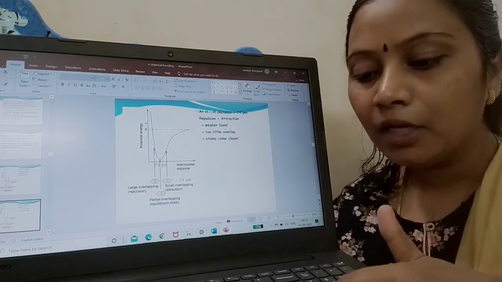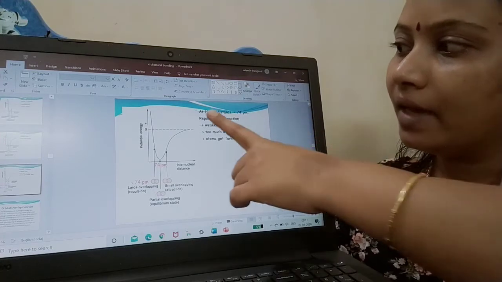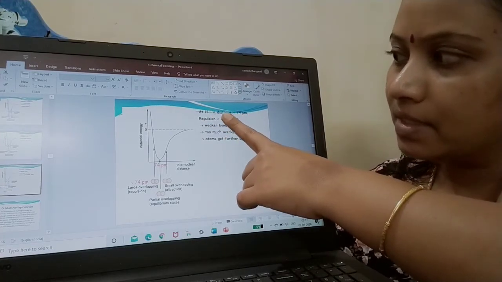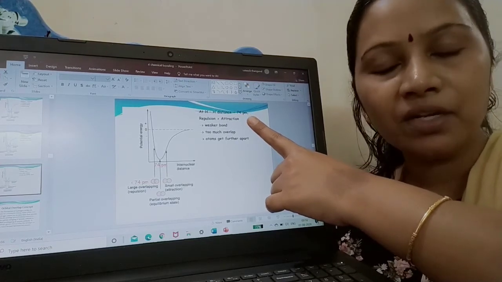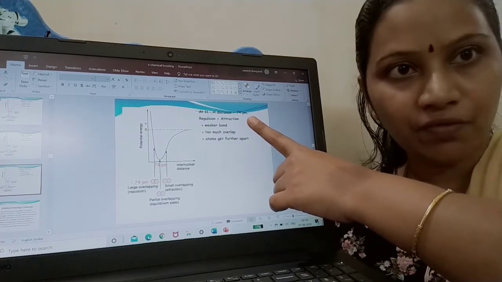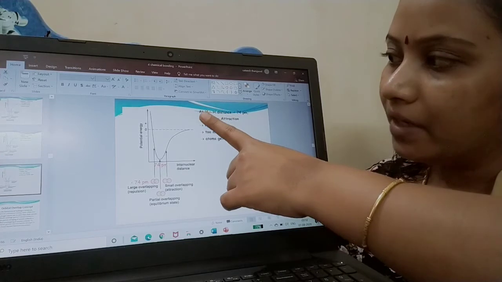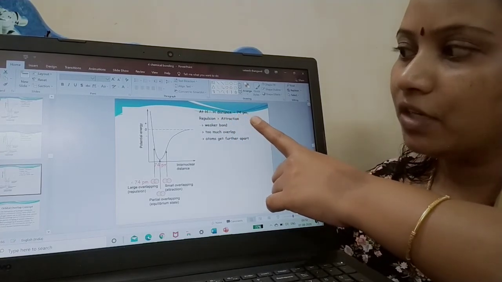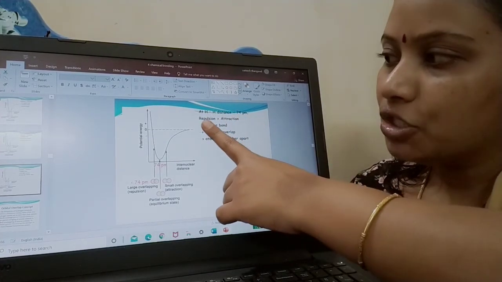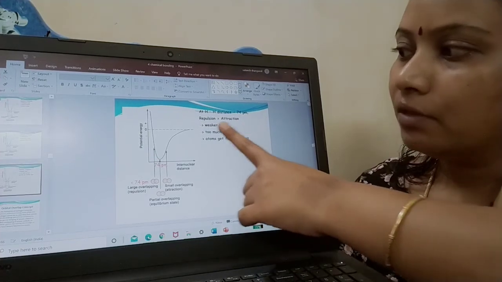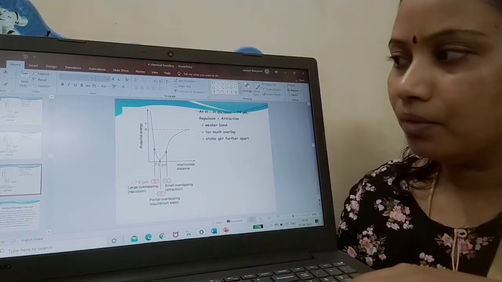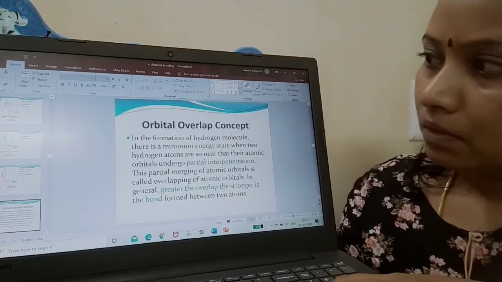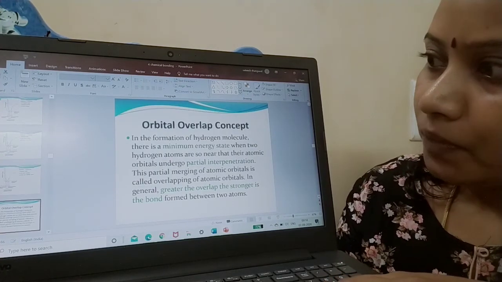Clear? Now moving to case 3, where the hydrogen distance is less than 74 picometer. Now here, repulsion is more than attraction, so a weaker bond, too much overlapping, and the atoms get pushed further apart. Okay, children? Orbital overlap.